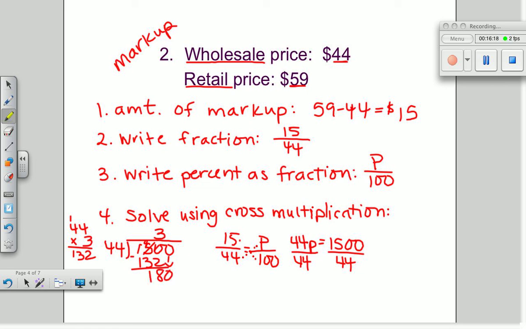$44 goes into 180 4 times. 0 times. So we can stop there and just leave it at 34%. So the answer here is 34% is the amount of markup.